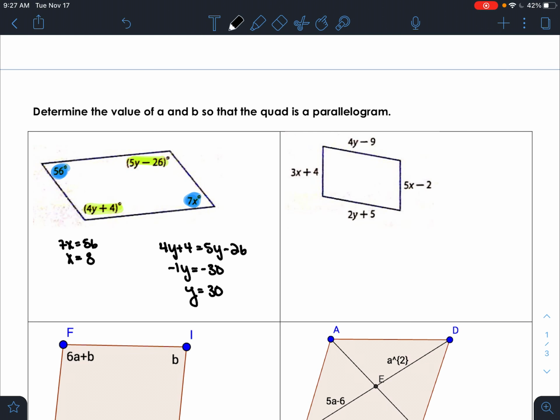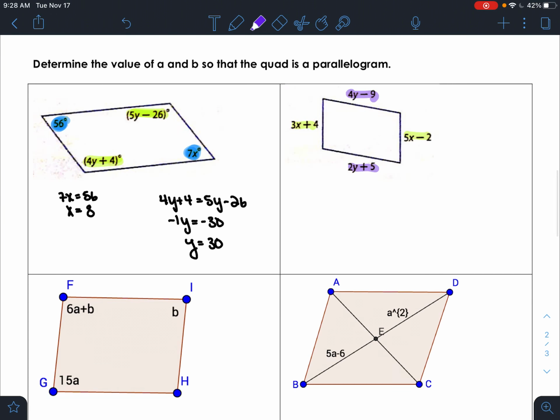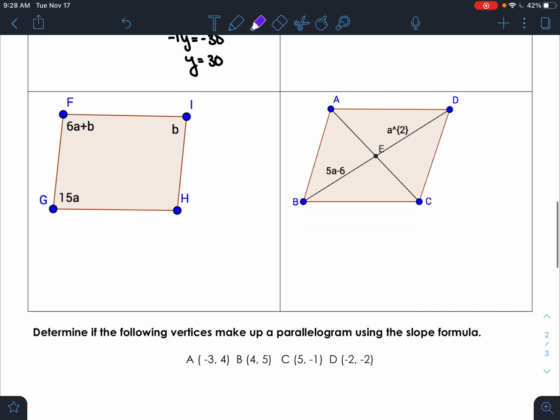Okay, now I'm not going to do this next example because it's very similar to it. You would essentially just set these two equal to one another. Then you'd set the 4y minus 9 and the 2y plus 5 equal to one another. So it's the same kind of idea. But I am going to do this one right here.